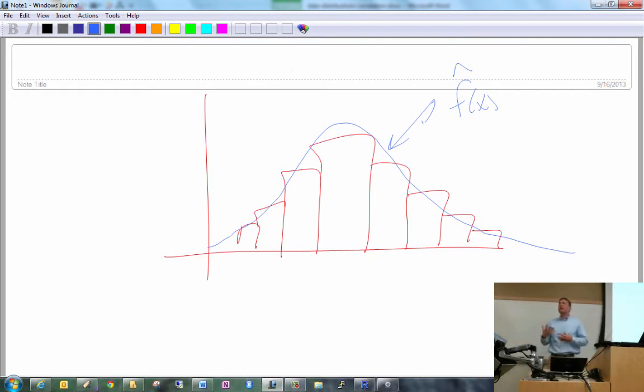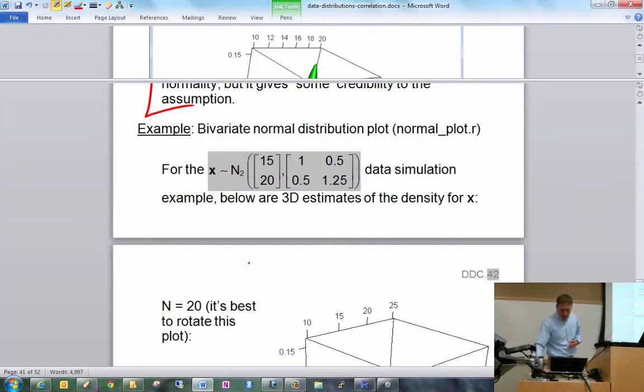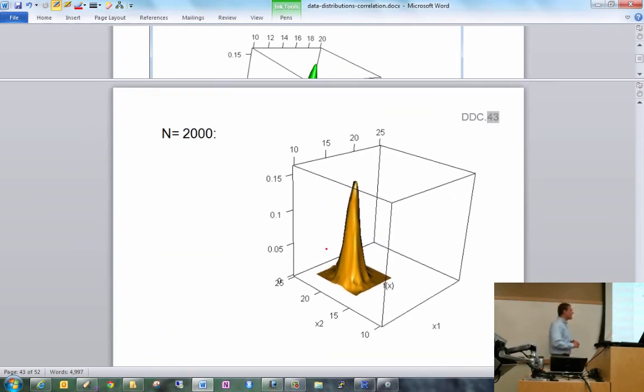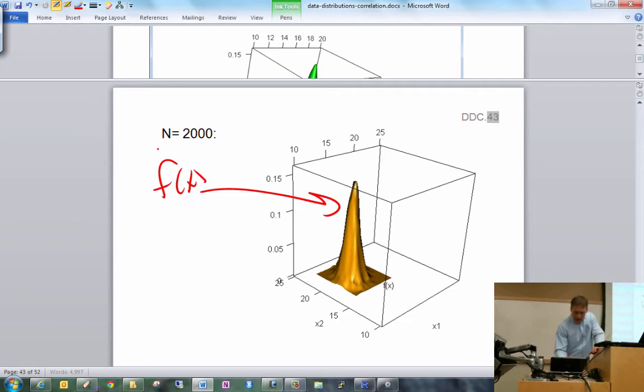Well, we can do this in a much more formal manner by using statistical methods called kernel density estimation, to do this for more than one dimension, you could say. What I did here, I'm going to skip ahead a little bit, show you the plots, and then describe how I got these plots. I took a sample size of 2,000, and using kernel density estimation, I found f of x hat and plotted it.